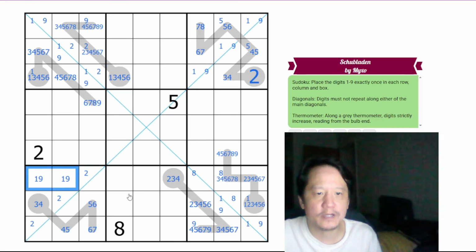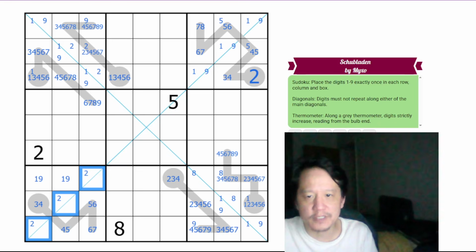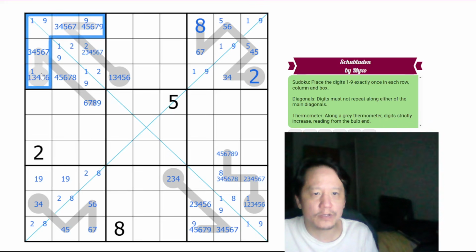This is 1, 9 as a pair. So 9 is one of these 3. 1 is one of these 3. 8 also must be on the diagonal. So that means 8 can't be here, so 8 has to be here, which eliminates 8 from being there. 8 cannot be any of these two digits. So 8 can't be here or here. So 8 is one of these three digits here.